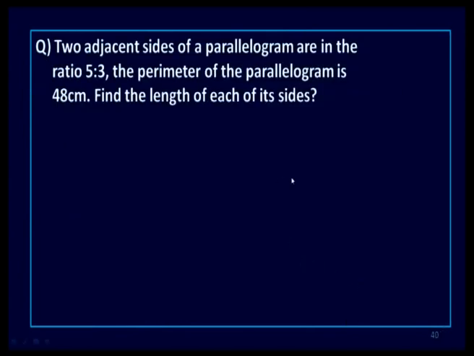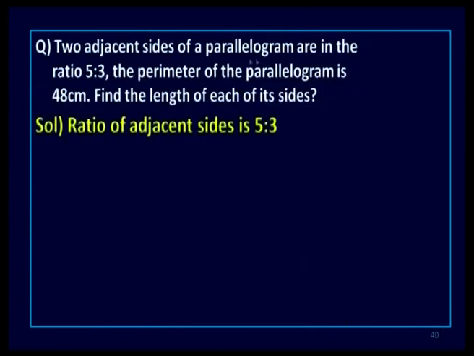Now let us solve another problem, children. Two adjacent sides of a parallelogram are in the ratio 5:3. The perimeter of the parallelogram is 48 centimeters. Find the length of each of its sides. Children, here the measurement of the sides is not given, but the perimeter of the parallelogram is given. We have to find the measurements of the sides. How to do this, children? Yes, the ratio of adjacent sides is given as 5:3.